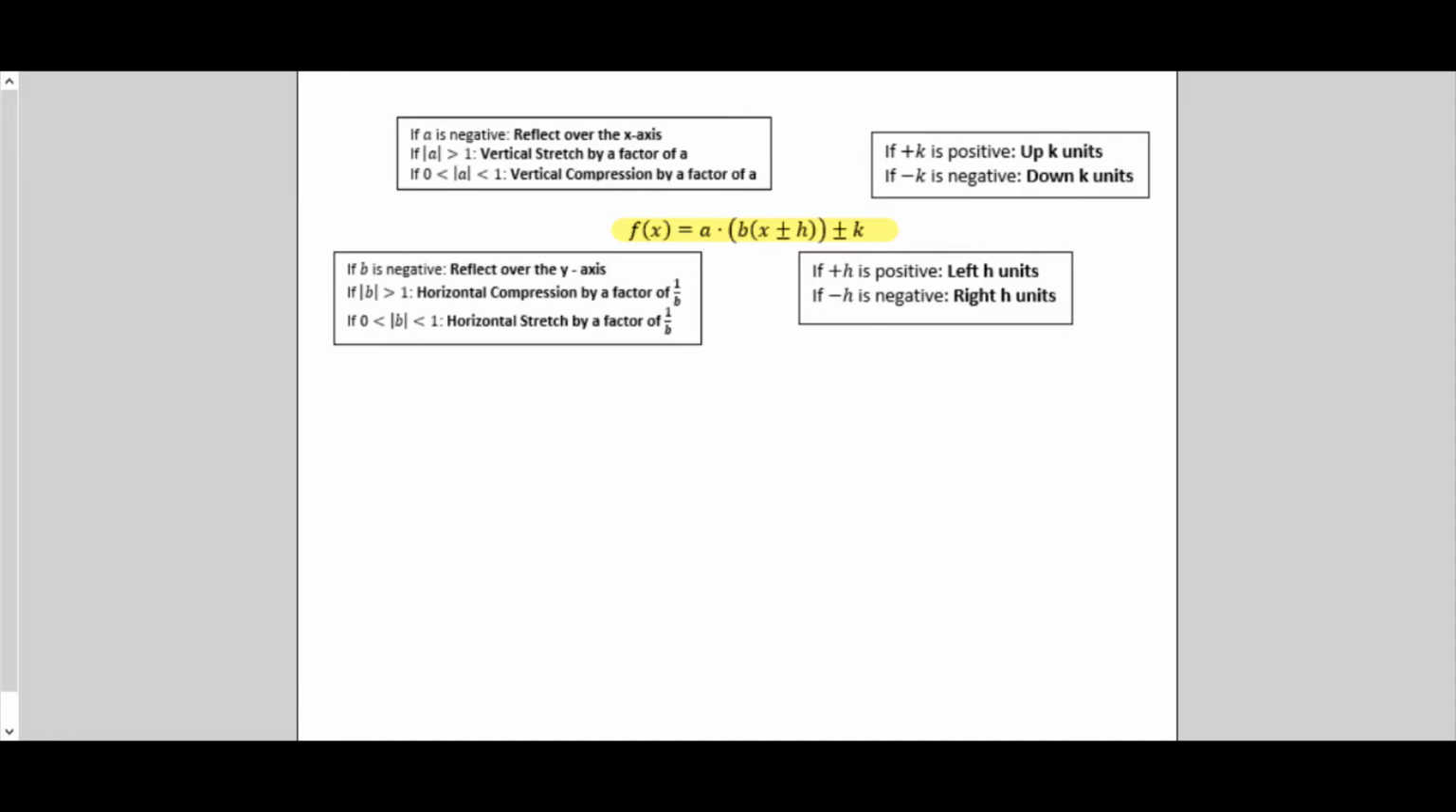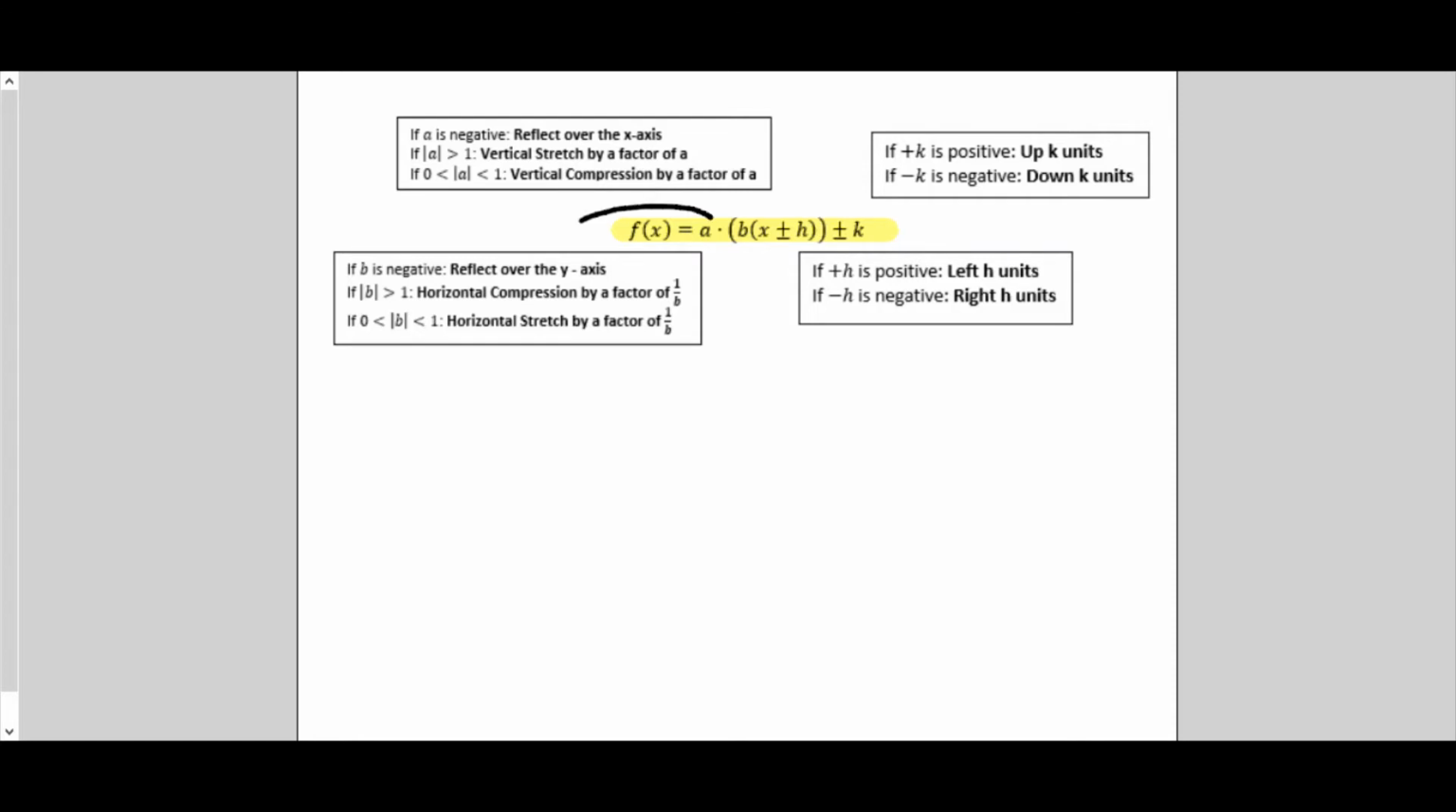This slide is just showing you the different transformations on the parent function. So we're studying linear. So these are the different types of transformations that can occur on the linear parent function. I'm just going to go through and explain what each of these transformations means.